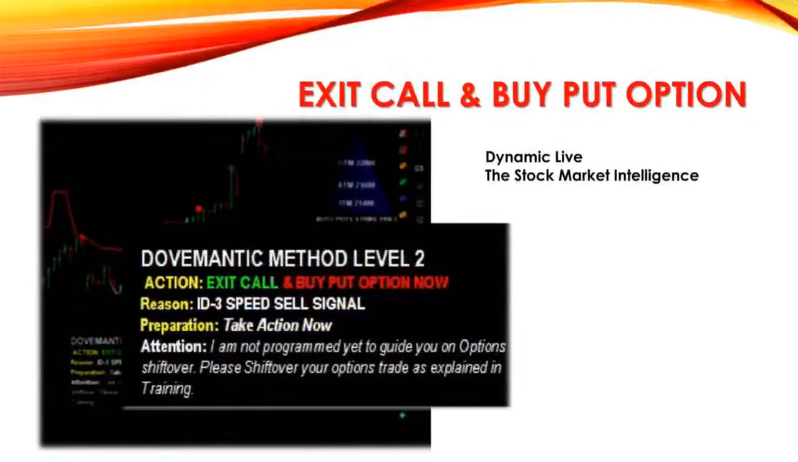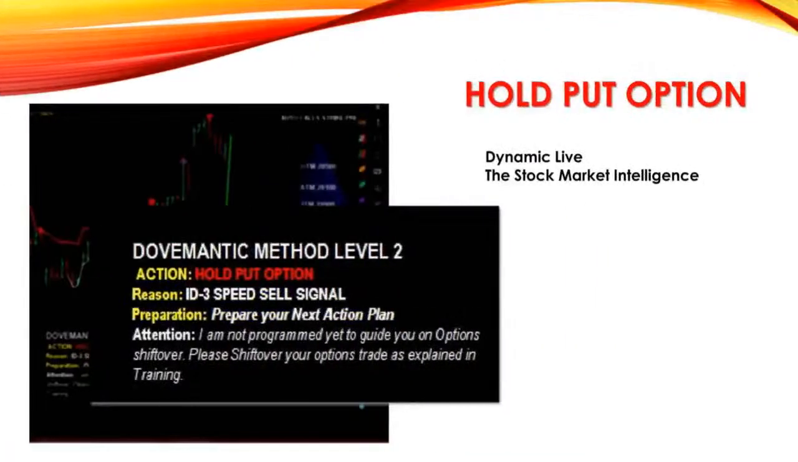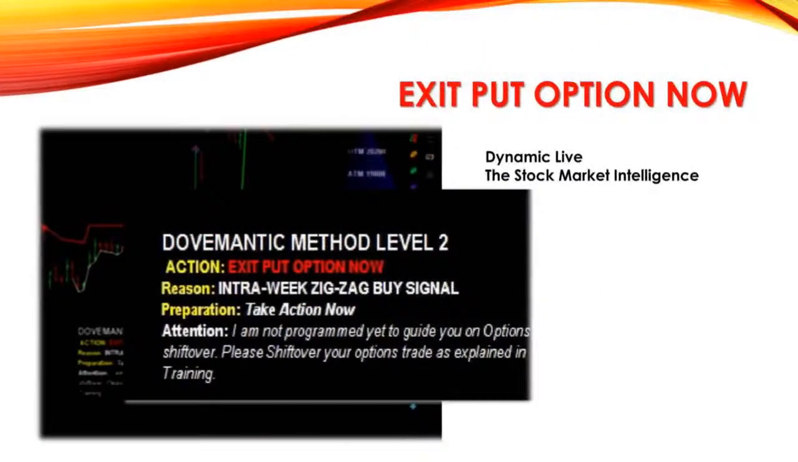And later at some point it will be written as exit call option. So when it says exit call option, this is when you can go ahead and exit your trade. But then in this case, it felt that not only exit, the price is going to go down. So it also says exit call and buy a put option now. So after it tells you to buy a put option, later it will tell you hold put option. And finally at some point it will be written as exit put option now.